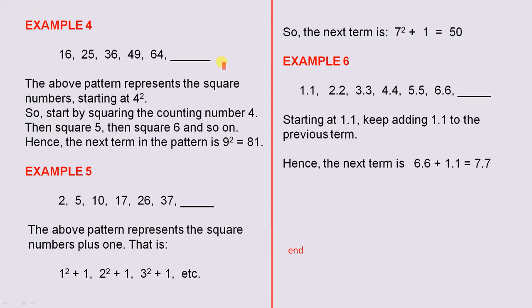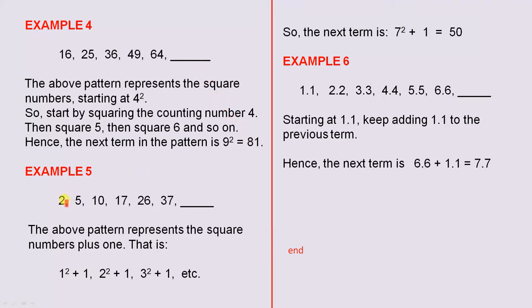Example 4, 16, 25, 36, 49, and 64. The above pattern represents the square numbers starting at 4 squared. 4 squared, 5 squared, 6 squared, etc. So, start by squaring the counting number 4. Then square 5. Then square 6, and so on. Hence, the next term in the pattern is 9 squared. Because that's 8 squared, so that must be 9 squared, and that's 81.